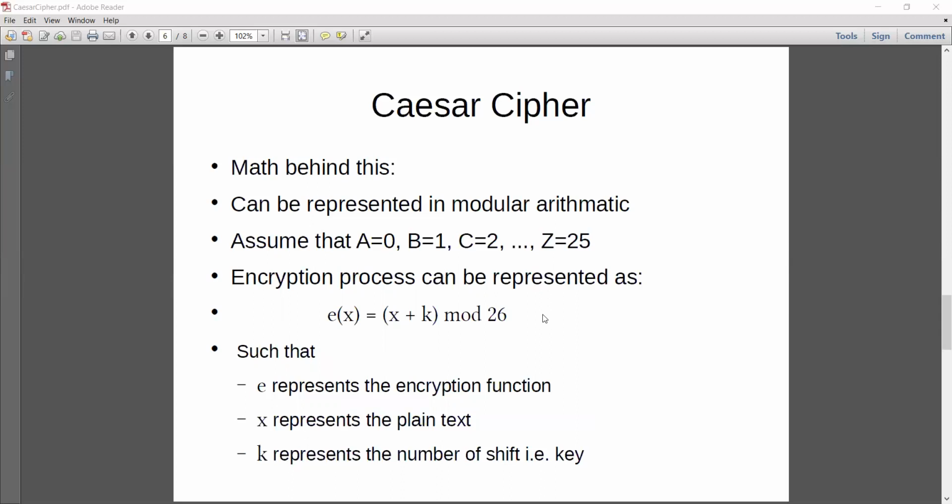Now the encryption process can be represented by this formula: E(x) equals (x plus k) modulo 26, where E is the encryption function, x represents the plain text alphabet, k is the key, and the value of k is 3 in case of classical Caesar cipher technique. So if you put all these values here, we can easily get the value of the ciphertext.